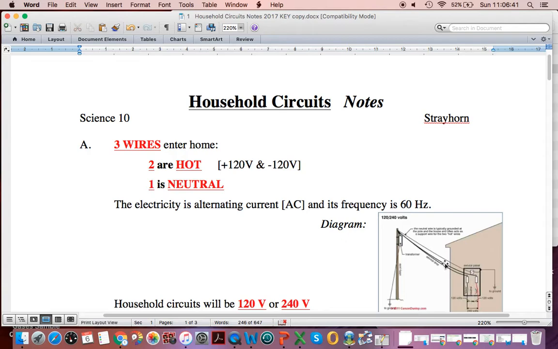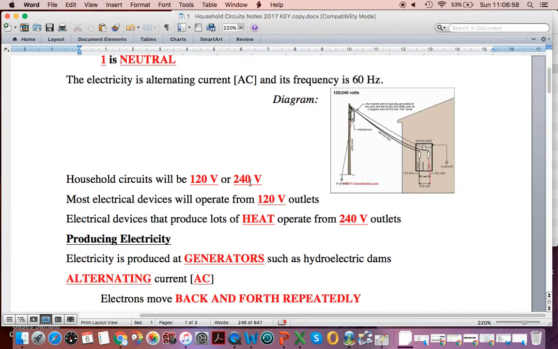And it could be overhead wires like this coming from a power pole and transformer, or it could be underground through a conduit. Now, 2 of the wires are going to be hot. One is going to be plus 120 volts, the other is minus 120, and one is neutral. So household circuits can be hooked up in such a way as to be 120 volts or 240. Most will be 120 volts outlets.